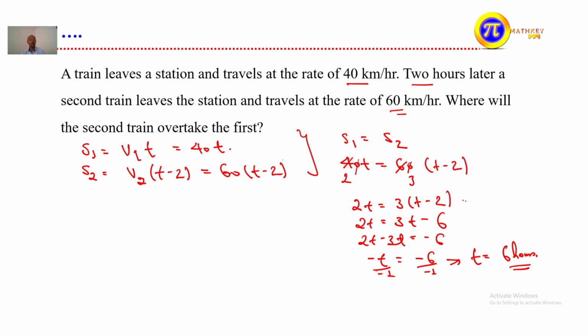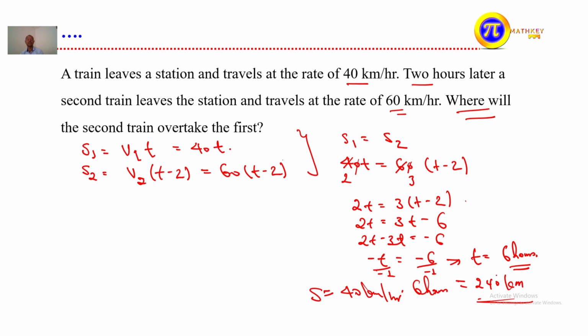If that's so, where will the second train overtake? We want to find the distance S. The distance S is equal to S1, which is equal to S2. Let's say this is 40 km per hour times 6 hours, which is equal to 240 km.